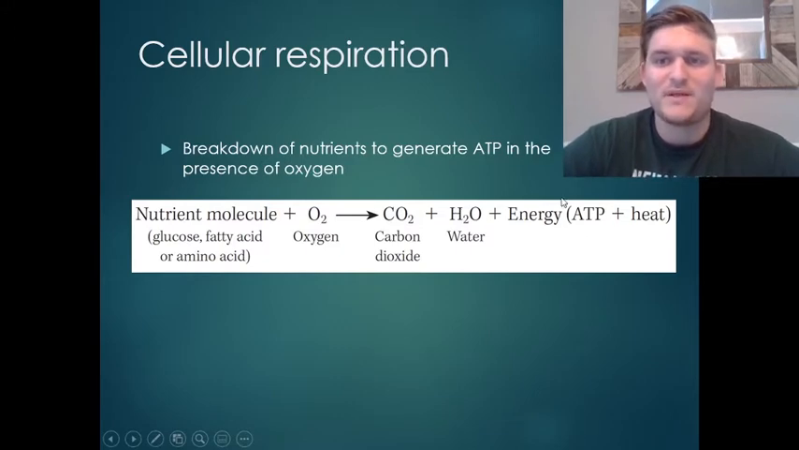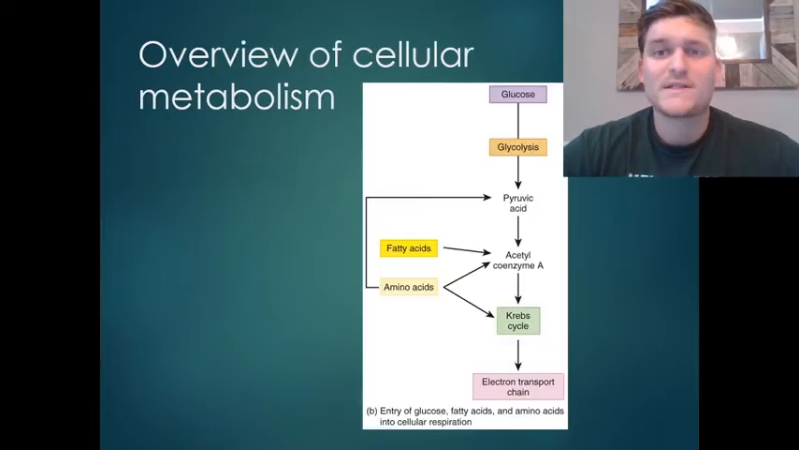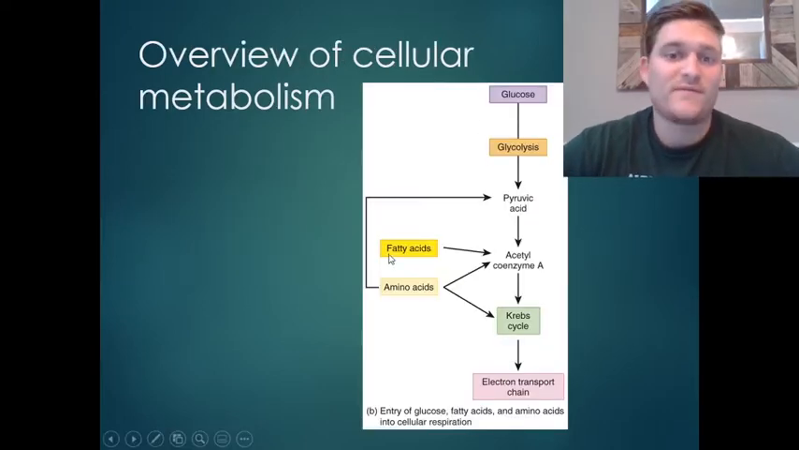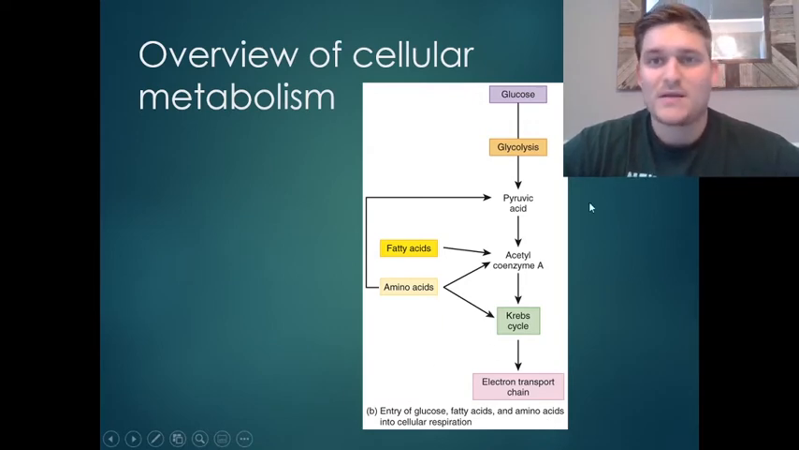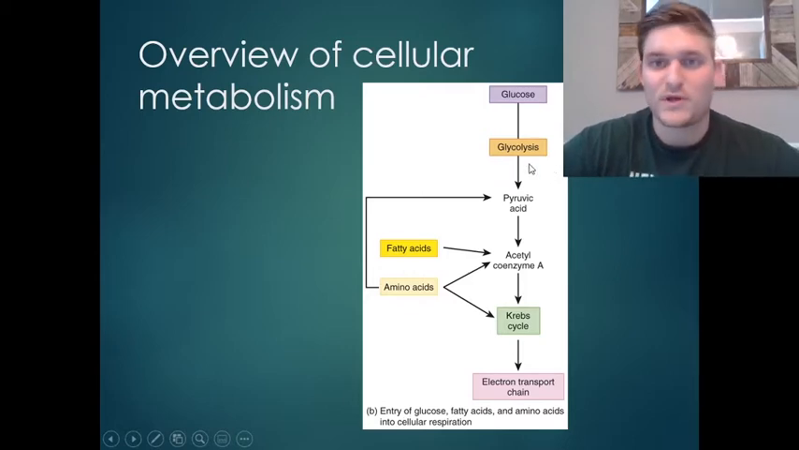And so this ATP that's generated from these glucoses, fatty acids, amino acids, that's going to be the energy used to carry out other chemical reactions within our cell. Our cells are going to break down glucose, fatty acids, and amino acids in order to get ATP. So glucose is broken down through a 10-step process called glycolysis, which we'll talk about in a moment.